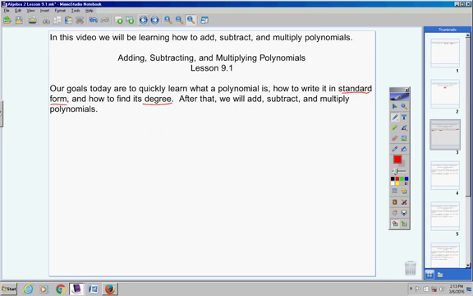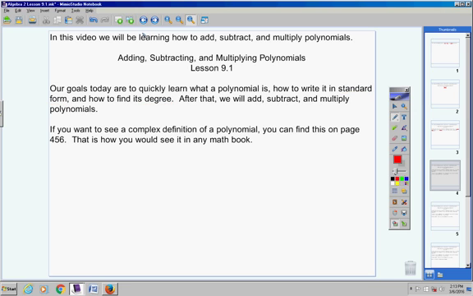Okay? So, if you want to see a complex definition of a polynomial, you can find this on page 465, and to be honest with you, whatever you see on page 465 is exactly what you would see in any math book, okay? So I would encourage you to quickly turn over there and take a look at it. It's right in the middle of the page in a light blue box. It says, with red letters, definition of polynomial, okay?